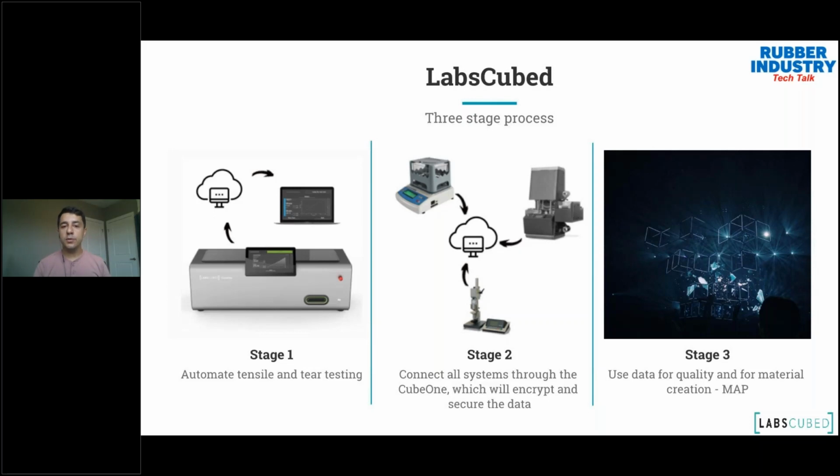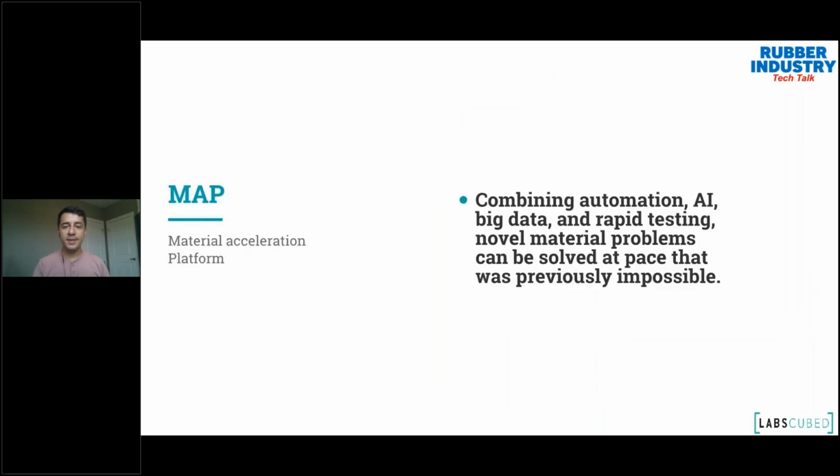And then stage three is where you start to reap the final rewards, being that you can use AI, you can use machine learning, you can use some form to start better predictions and speed up your process and move towards this concept of a MAP. Now, we're getting close to the end here. So MAPs, this is an amazing new concept. It's called a material acceleration platform.